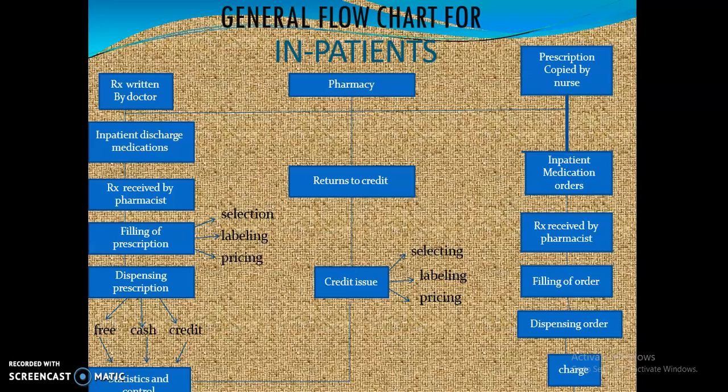And if the prescription is written by the doctor, it goes directly to the inpatient discharge medications. Then the prescription is received by the pharmacist. Then, as you know very well, there is the filling of the prescription, that is the selection, labeling, and pricing of the medications. Then the dispensing of the prescription, that is the payment work. Then finally the statistics and the control. So this is the general flow for the inpatients.